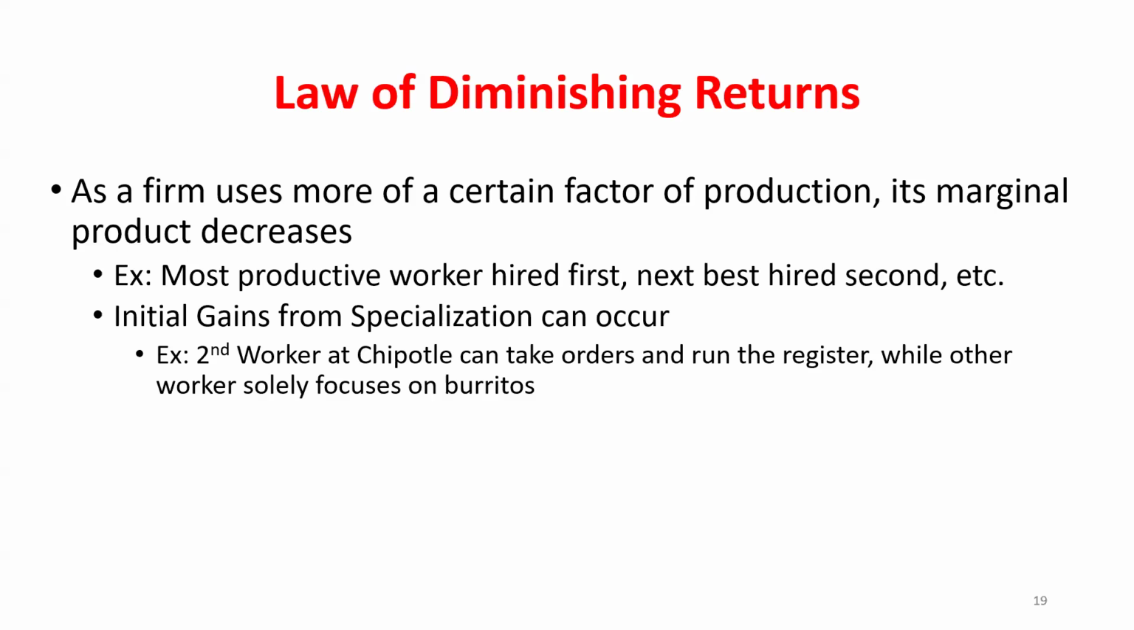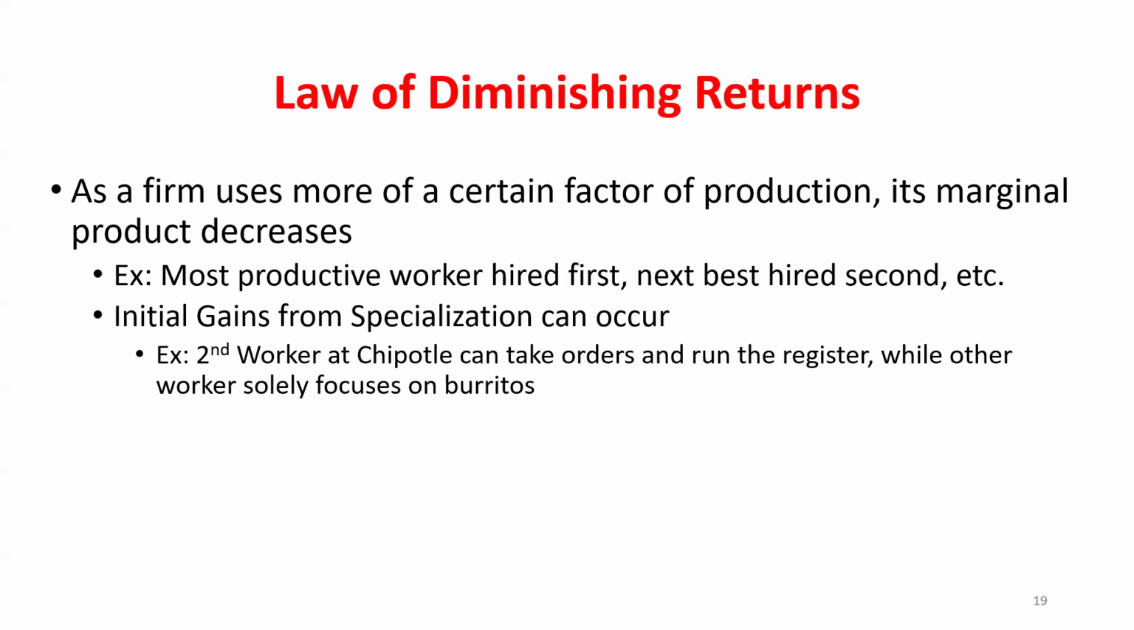So if we ever are hiring more workers and the marginal product is not decreasing, but it's increasing, the only way that can occur, if we're hiring the best person first and then the second best, is that we must have gains from specialization. Our workers must be able to specialize on tasks, which cancels out the fact that I'm hiring less and less effective workers.